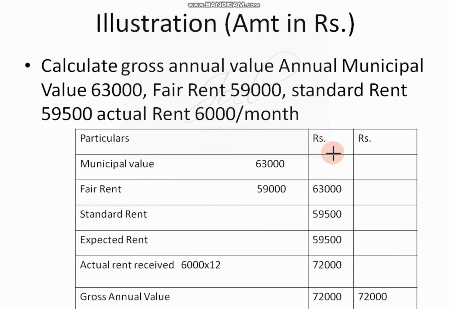My first step: municipal value and fair rental value, I compared. The highest one I got, what is that highest value? The highest value is 63,000. Then as my next step, fair rental value and standard rent I am supposed to compare. When I compared, the lowest I have to see, it should not be beyond standard rent. Standard rent is a limit.